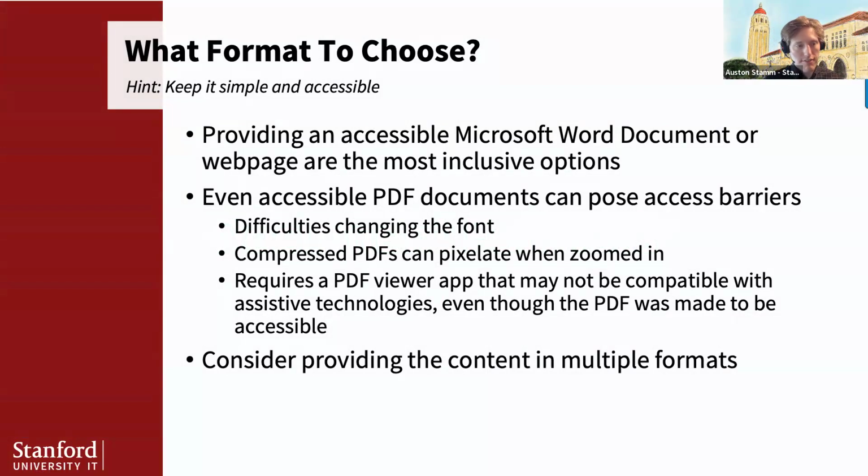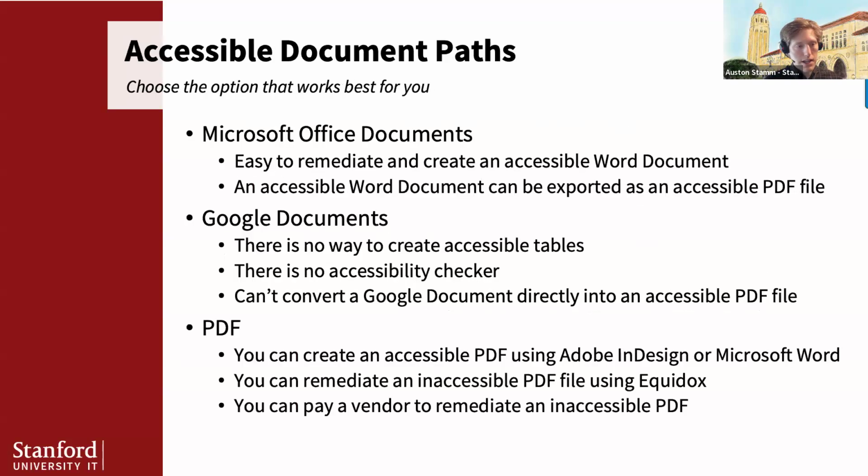It can be harder to change the font. So if someone's accessing the PDF and they're dyslexic and they want to change the font style or something like that, that could be more difficult. PDFs can also compress when they're zoomed in, and they usually require a viewer, which may not be compatible with assistive technologies, even though the PDF was made accessible. So you want to consider providing your content in multiple formats that are accessible, and maybe not focusing as much on the PDF, depending on what kind of content you're working with.